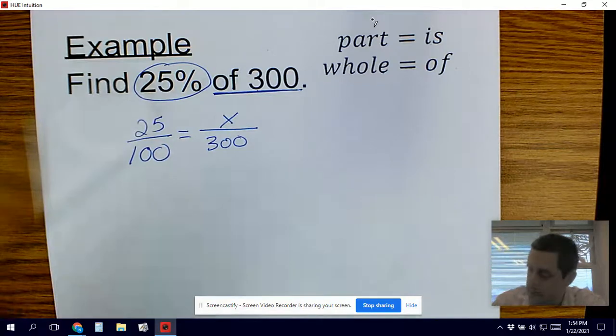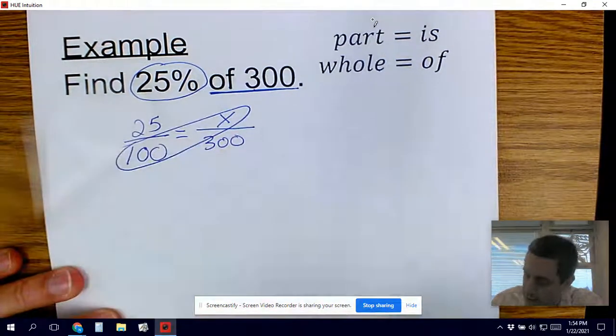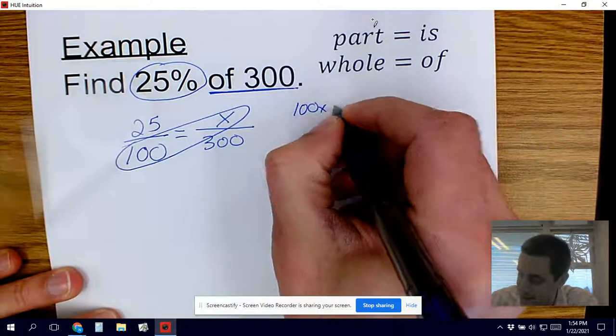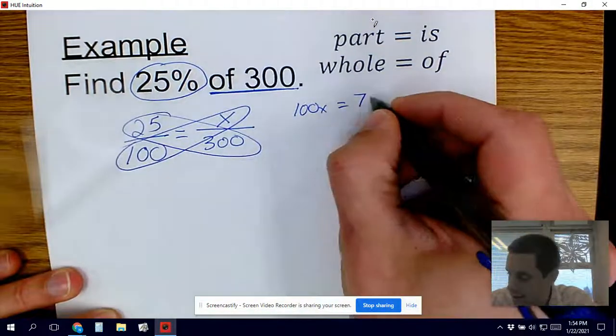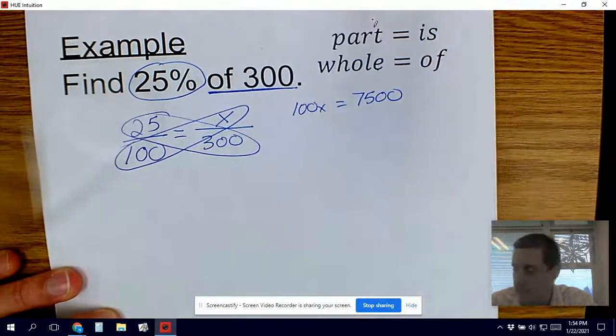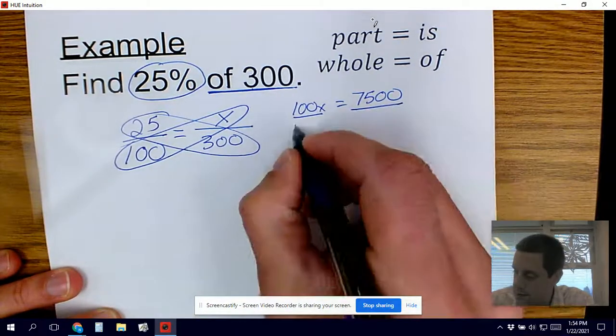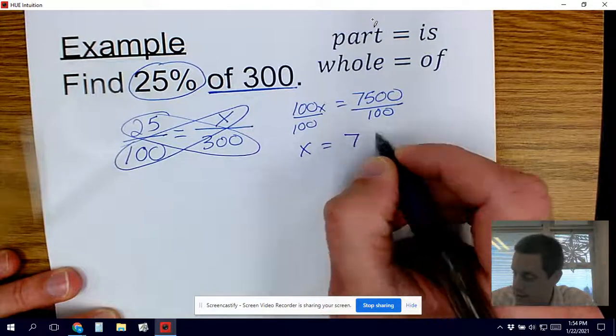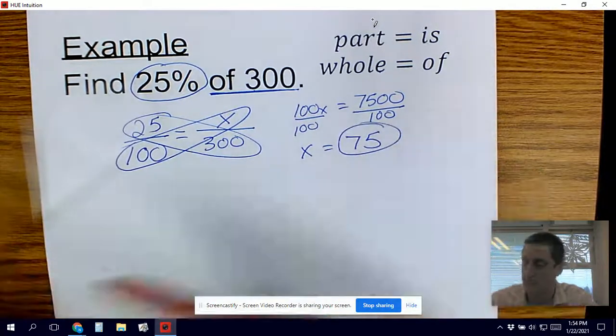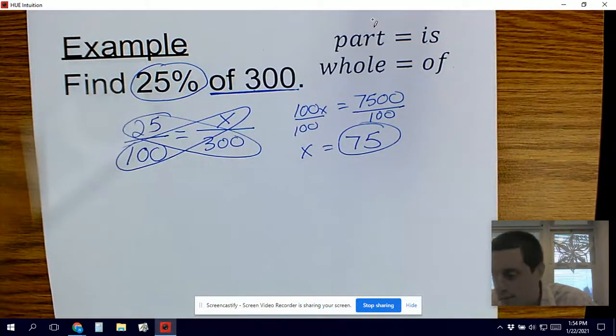Once your proportion is set up, nice, easy. Solving for x, 100x equals my other direction, 25 times 300 is 7,500. Divide both sides of your equation by 100. We get the solution x equals 75. So 75 is 25% of 300.